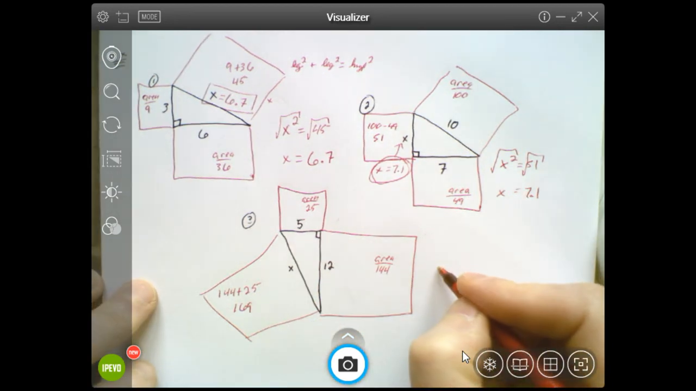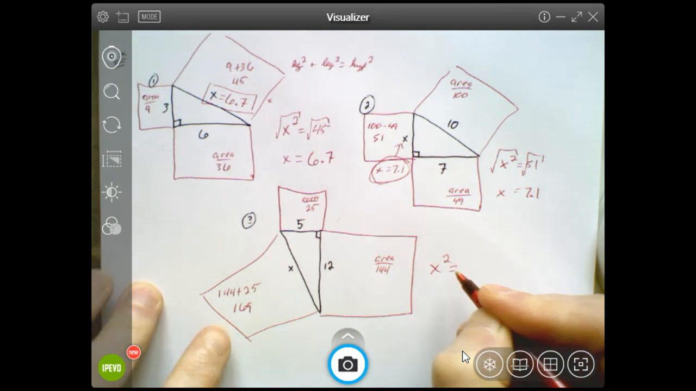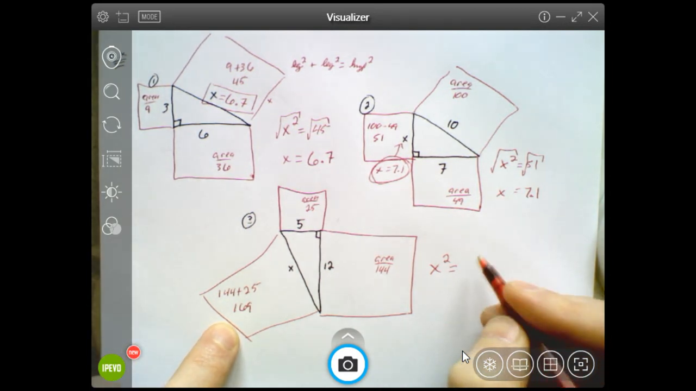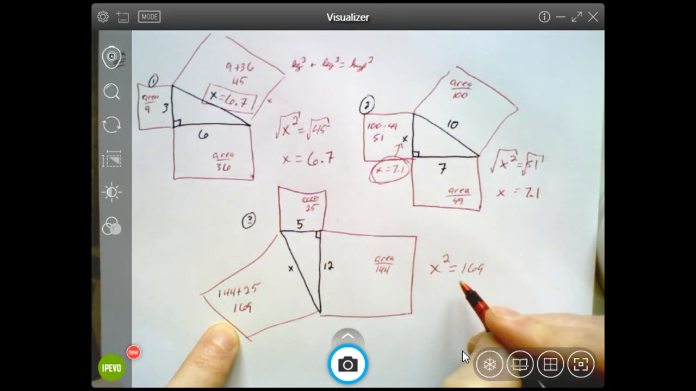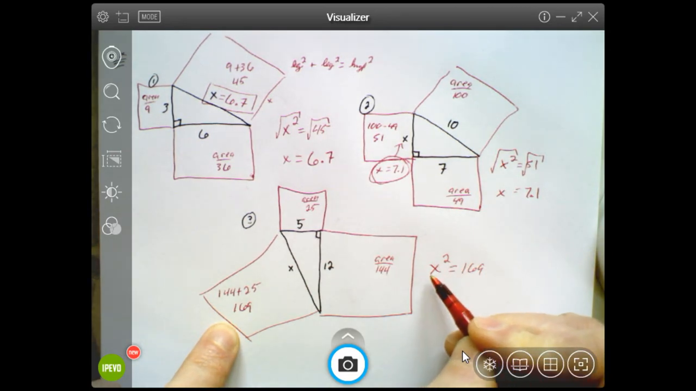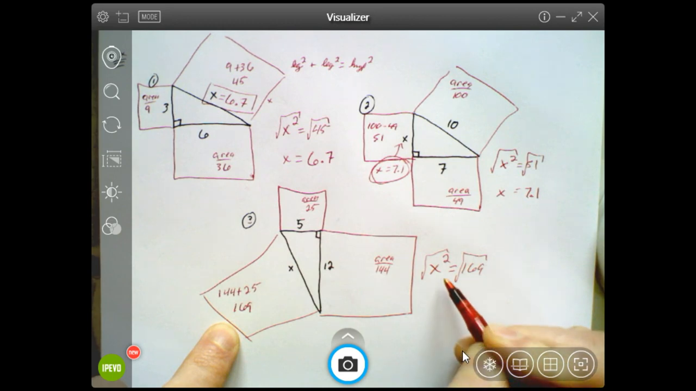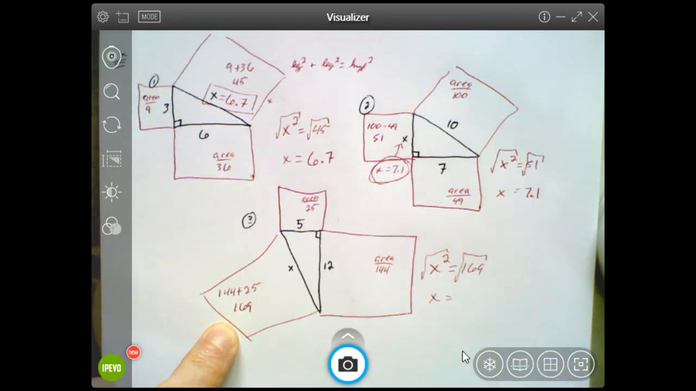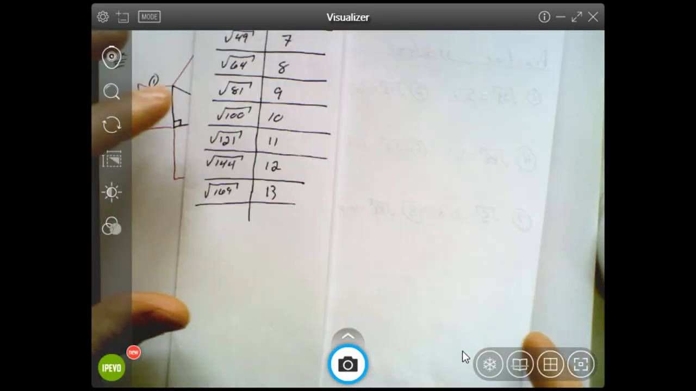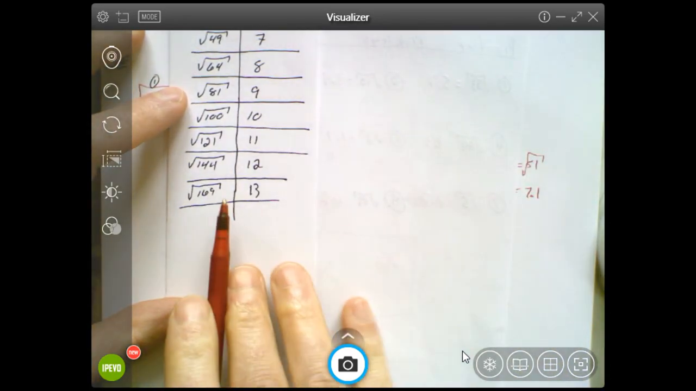I got to take x squared equals 169. I'm going to undo this squaring with square roots. So I'm going to take the square root of both sides. That gives me x equals. I actually did update my chart the other day with 13. So I do have that.